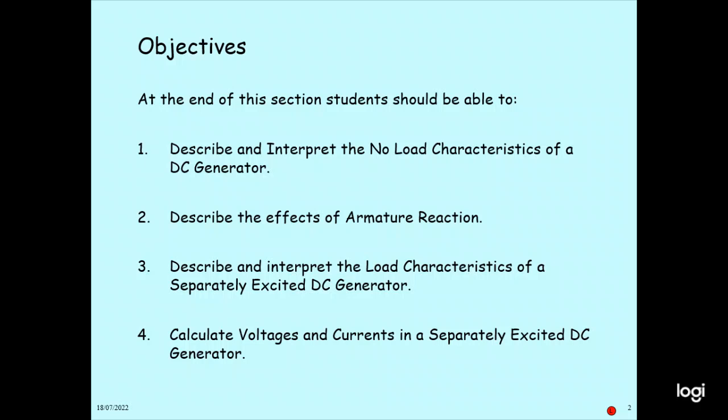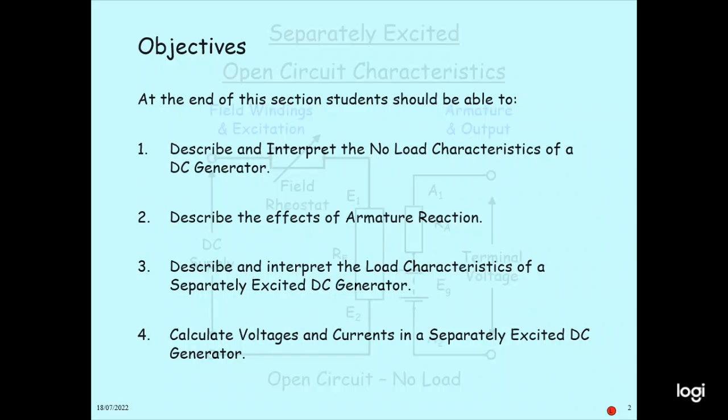So this is a separately excited DC generator. This is the field winding excitation DC supply. This is the field rheostat. The armature output is A1, A2. This is the terminal voltage. So this is the open circuit, no load.